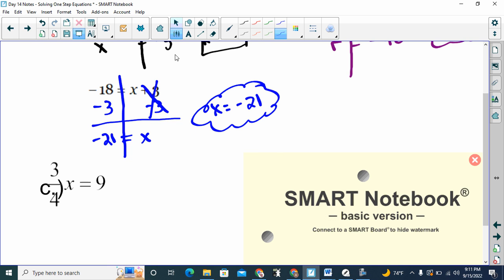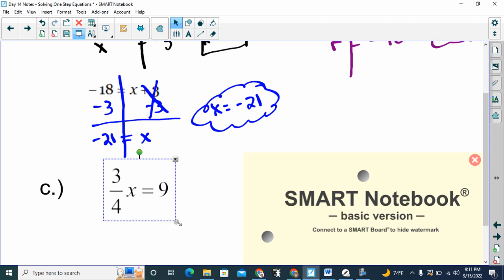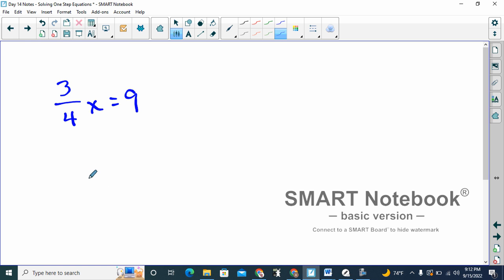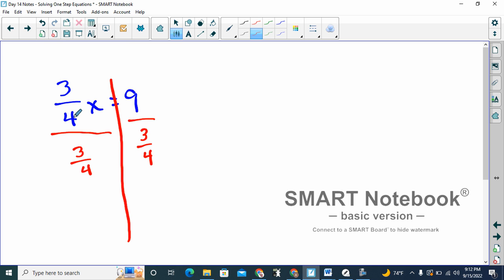Sorry, one more. Promise, last one here. 3/4 x equals 9. I'm going to put this one on the new slide. We talked about before a number and a variable next to each other. That's multiplication. That's times in there. I cancel multiplication with division, so I need to divide by 3/4. If I divide this side by 3/4, I have to divide this side by 3/4 as well. So these cancel, and I get x equals 9 divided by 3/4.